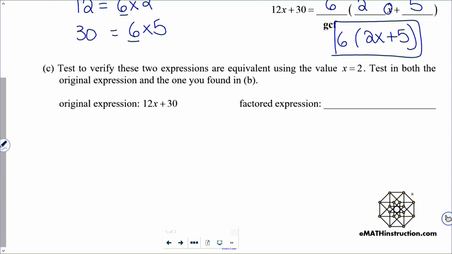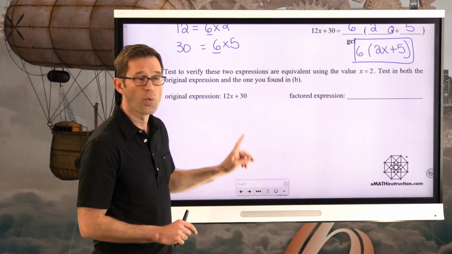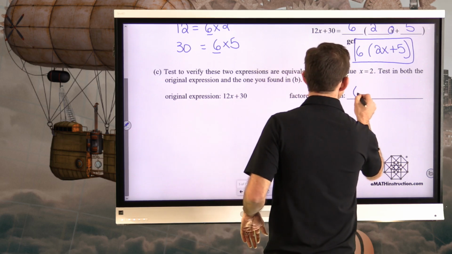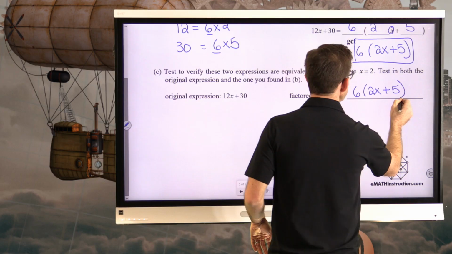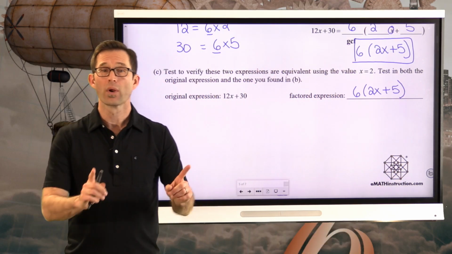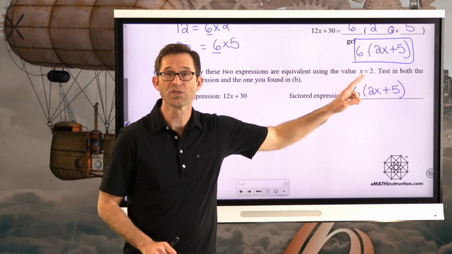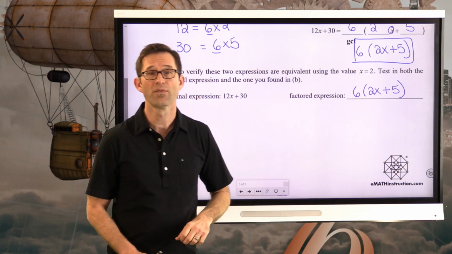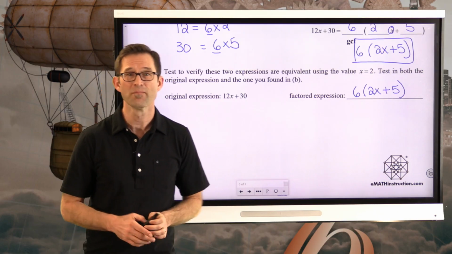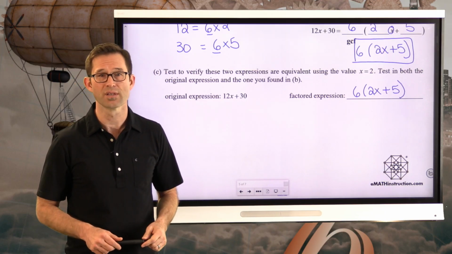Letter C asks us to test to verify these two expressions are equivalent by using the value x equals 2. Test in both the original expression and the one you found in B. Let's talk about this for a second. The one that we found in B is the factored expression, because that's what it is called. What we just did is we factored out the GCF: 6 times 2x plus 5. I'd like you to take x equals 2, plug it into this expression, figure out what you get, then plug it into this expression, figure out what you get, and hopefully they're the same thing. Pause the video now and test this equivalency.